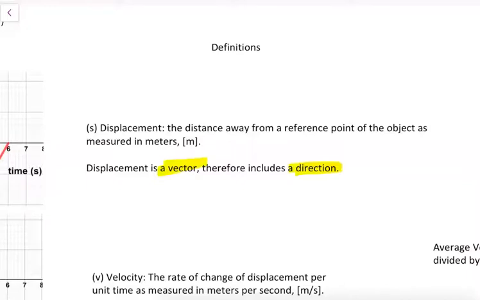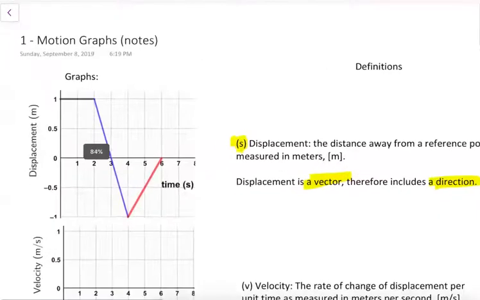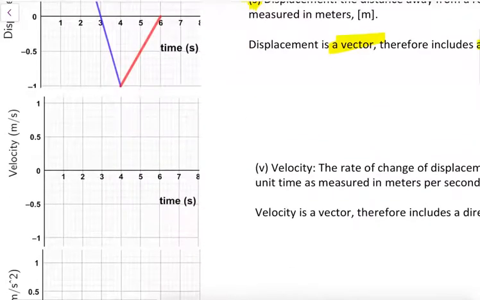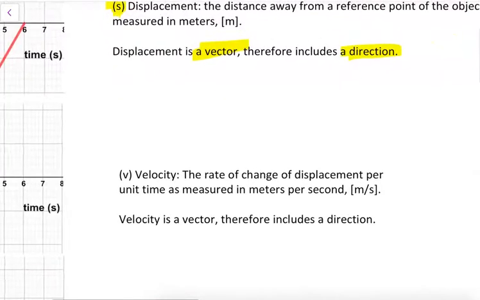The one thing that might be different is we're using S for displacement. There's really no reason why. It just became the symbol for displacement. And we have the displacement time graph. So as we move down, we have velocity. Again, should be comfortable with. We use the symbol V, the rate of change of displacement per unit time as measured in meters per second. Because it's a rate of change, we know it's the slope of a displacement time graph. We also know that since it's the rate of change of displacement and displacement is a vector, that means that velocity is a vector as well.